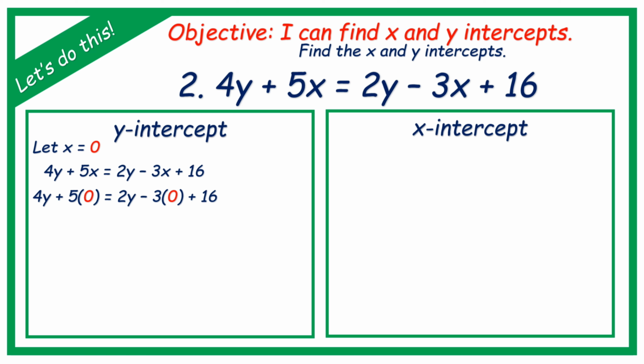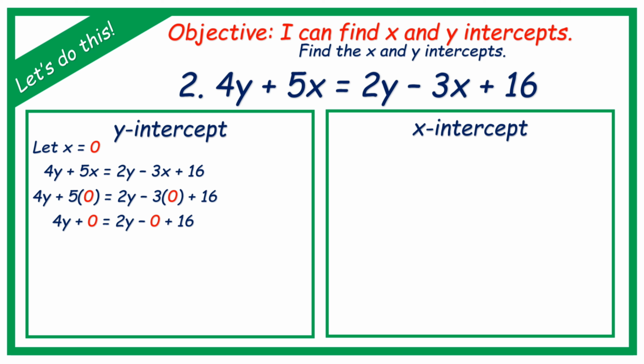4y plus 5 times 0 equals 2y minus 3 times 0 plus 16. Okay? What did we do? We just simply changed x to 0. Just like that. See? Instead of 5x, it became 5 times 0. Instead of 3x, it became 3 times 0. Okay, so what will happen? It became 4y plus 0 equals 2y minus 0 plus 16.